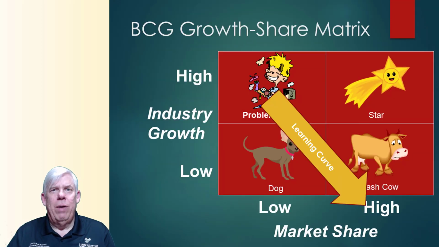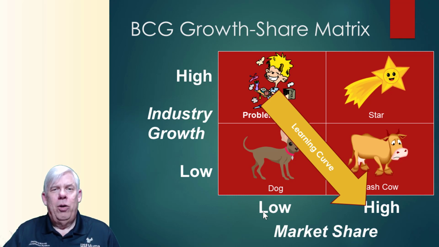One of the best known strategy models is the Boston Consulting Group's Growth-Share model. And the basic idea of this model is as follows. There are 2 dimensions to it. There's the dimension of market share, which can be either high or low in this 2x2 model. And then there's industry growth, which is also high or low. Now, the basic idea behind this model is the future is based upon this industry growth. The present is based upon your market share.